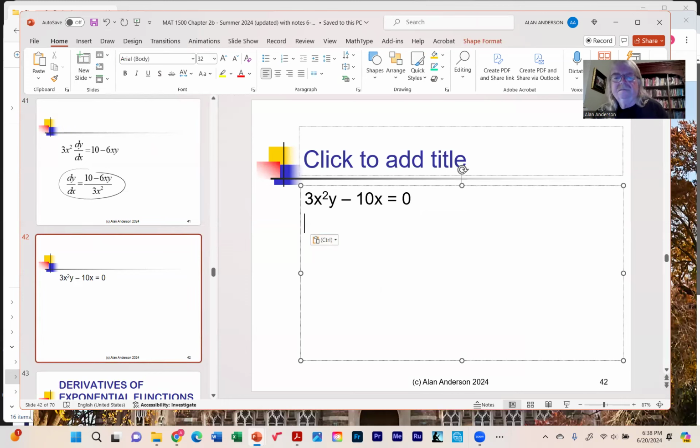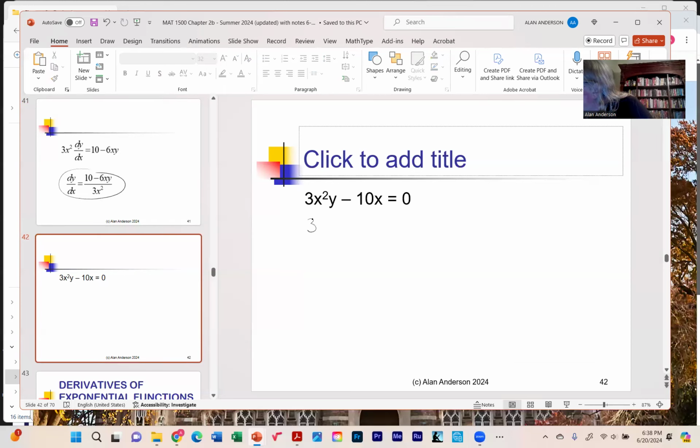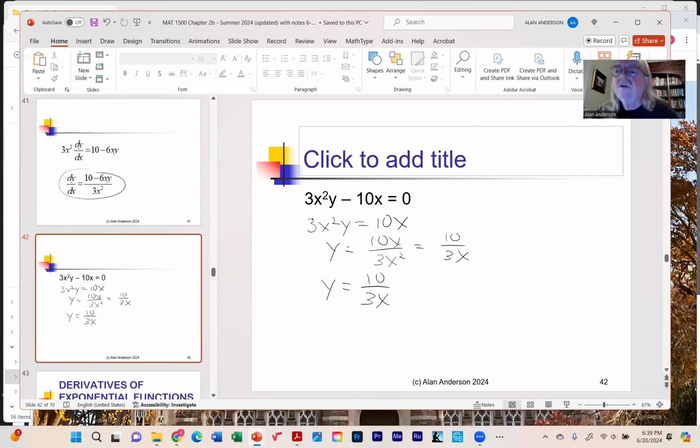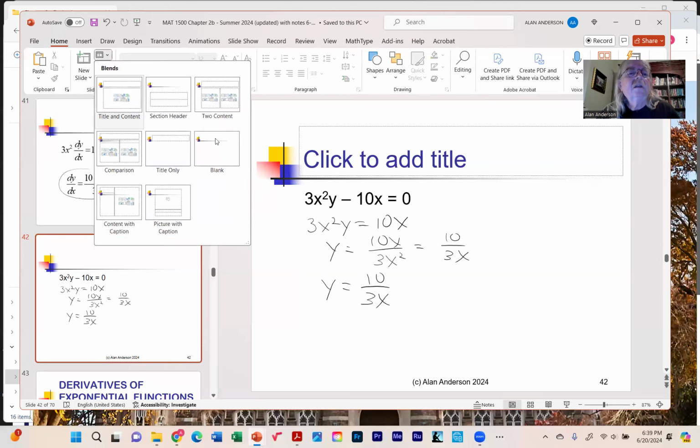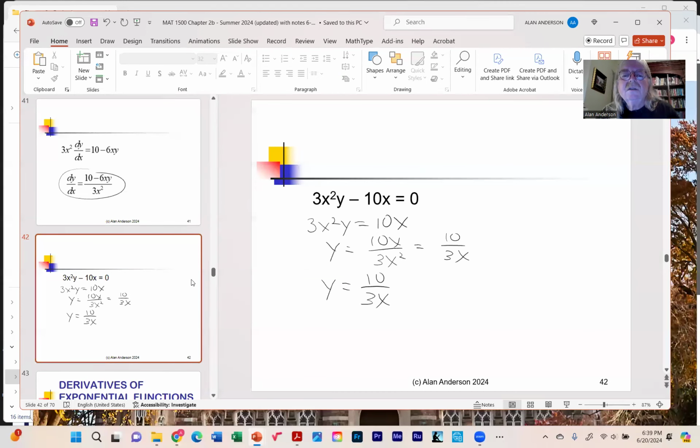What if we'd done this? Looked at it and said, this looks like a catastrophe waiting to happen. What we have here is a golden opportunity to use the quotient rule. Okay, so let's see what would have happened.